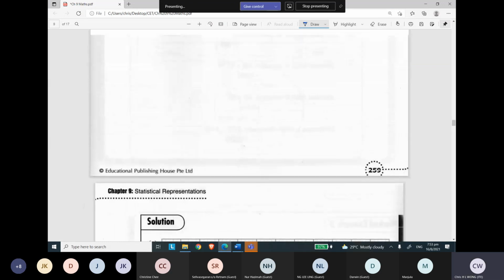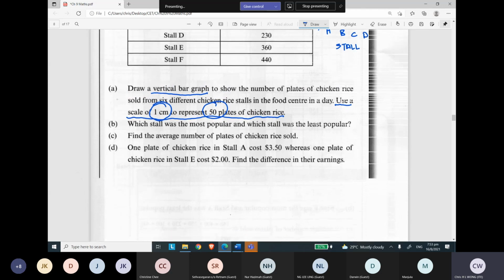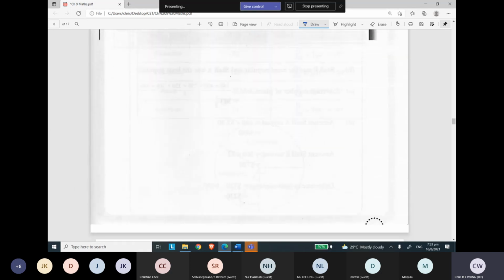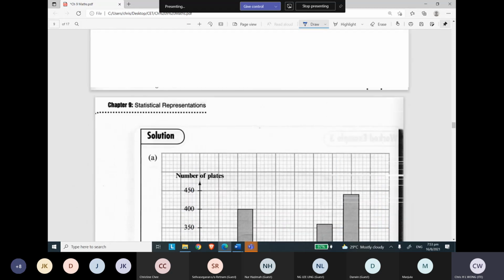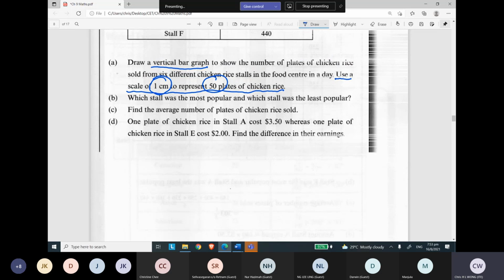Okay. So back to this again. That's the first question. Which store has the most popular? Now, you can actually look at the bar chart if you want to. Let us answer the first question now. Which store was the most popular and which store was the least popular?